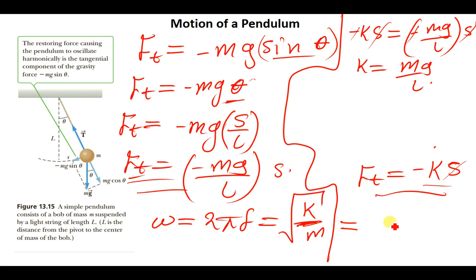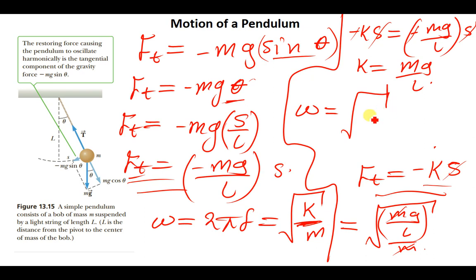So this can also be written as the square root of mg over L, and of course divided by m. So this m and that m will cancel. In other words, the angular velocity can also be written as the square root of g over L. That is the angular velocity. You can also write it as the square root of g over L.